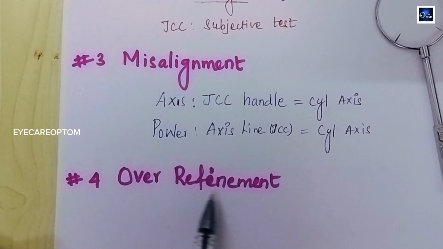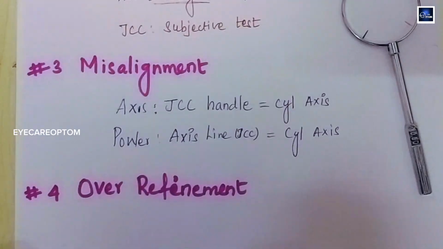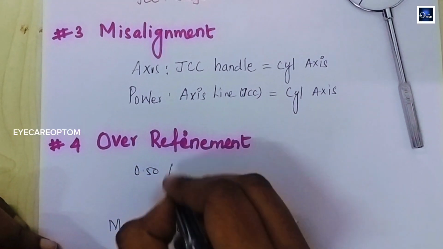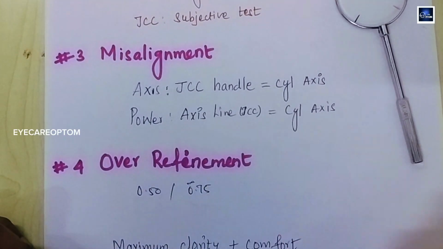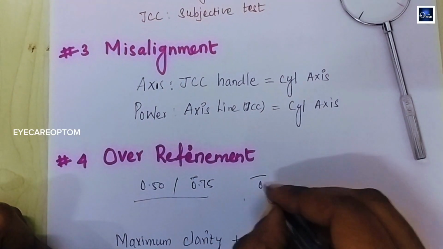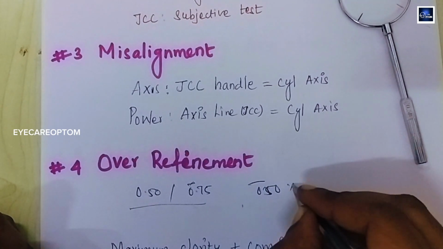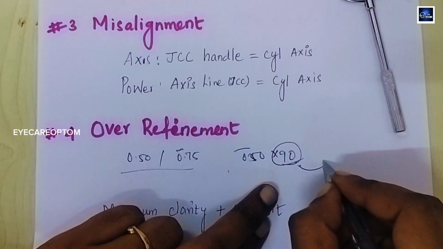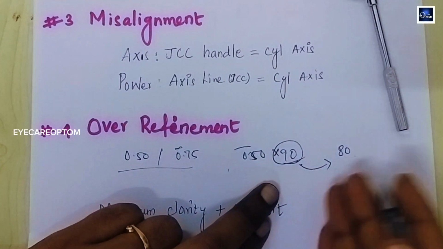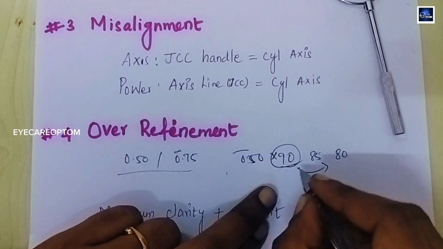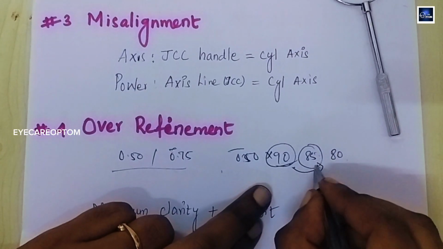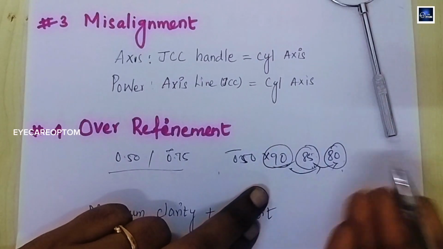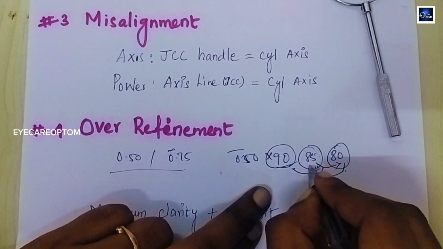And the fourth mistake, over refinement. This happens when you have a patient with a low cylindrical power like 0.5 or 0.75 diopter astigmatism. Let's say for example, a patient has 0.5 diopter at 90 axis, and you started refining the axis. Initially your patient said it is slightly better towards 80. So you kept it at 85 and refined again. Now your patient says it's slightly better towards 80 again. Now at 80 you refine again and your patient says it's slightly better towards 85.